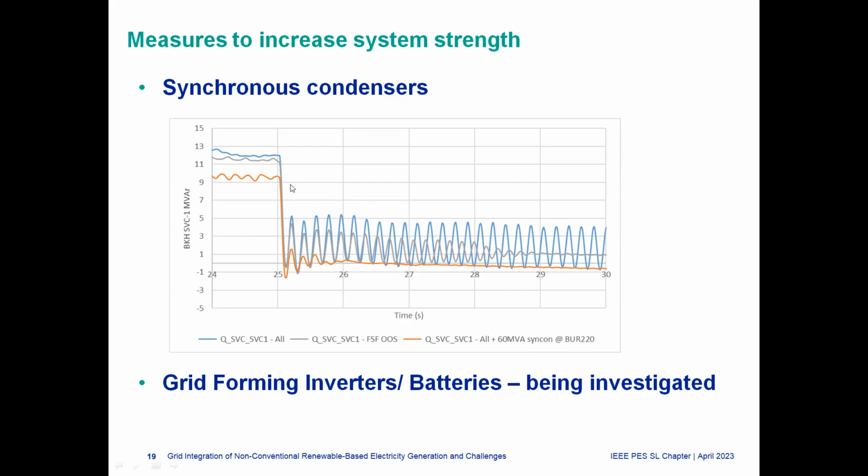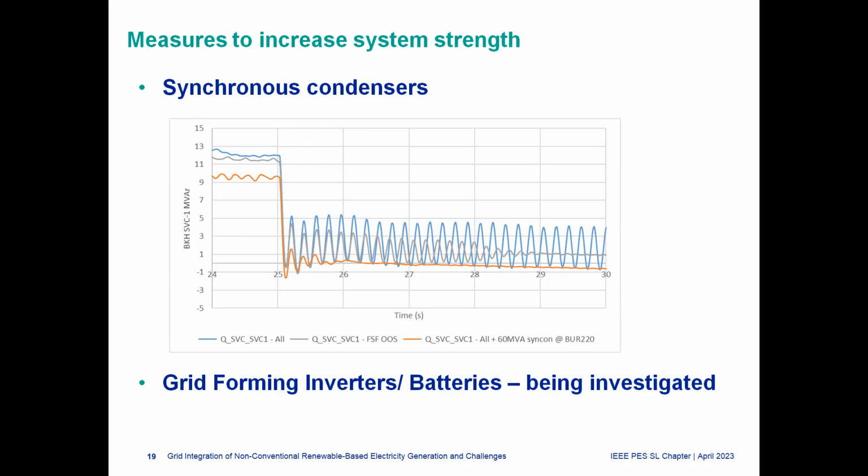So this is a simulation showing what happens if you add a 60 MVA synchronous condenser. You can see after the disturbance, it has a very nice stable waveform. So synchronous condensers are widely used to help system strength because they can add to fault current, and they are also fairly established synchronous machines. We use them to help with inertia as well, but mainly they are widely used for system strength.